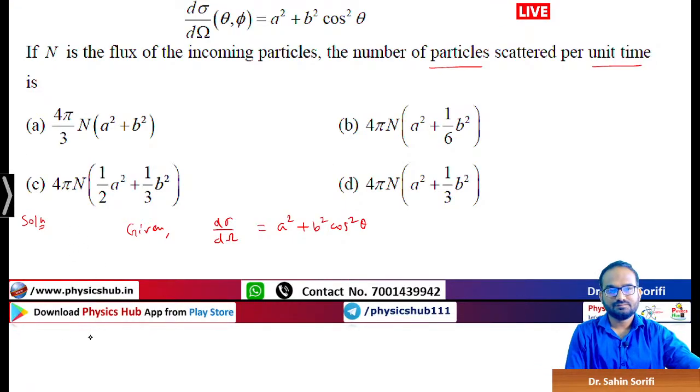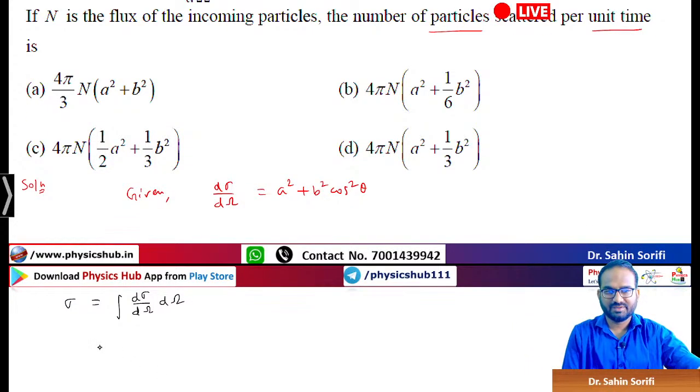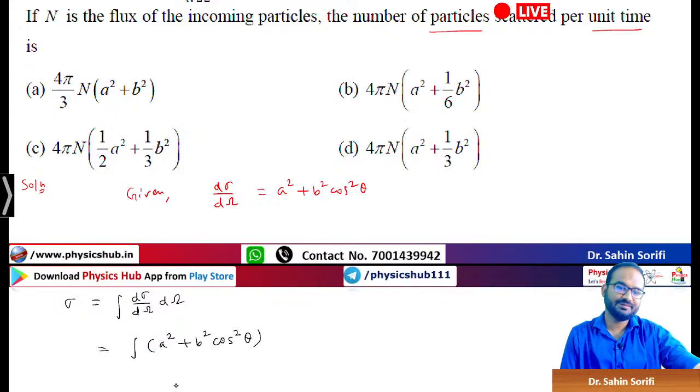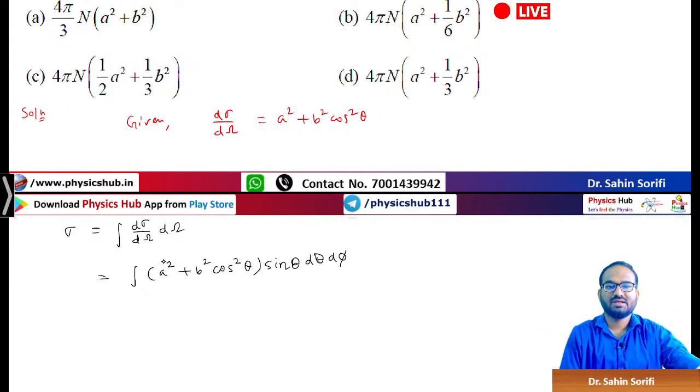Okay, σ will be the integration of dσ/dΩ times dΩ. So dσ/dΩ is given as a² + b² cos²θ. Now dΩ will be sinθ dθ dφ. So we have two integrations, θ and φ, so you can just give a double integration to it.